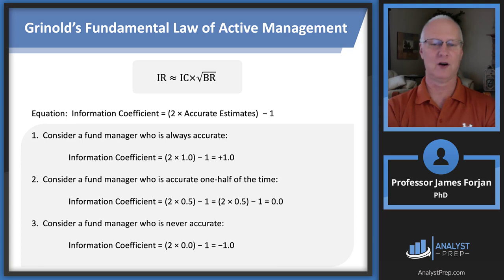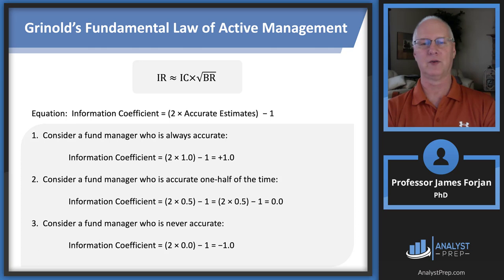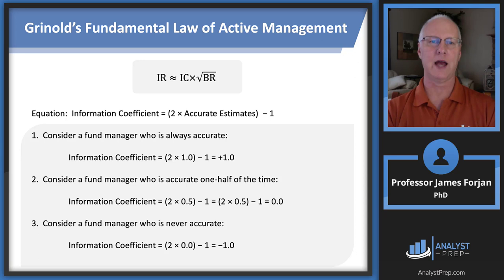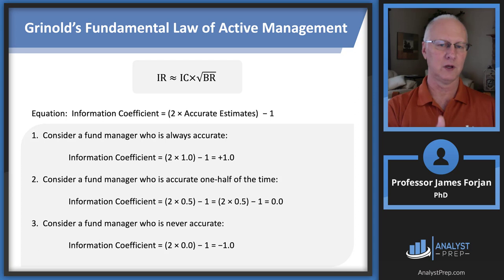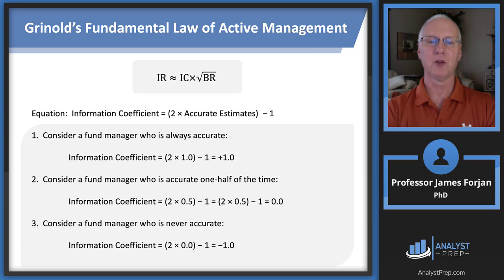What does this look like? I mean, this looks exactly like a correlation coefficient, which in fact it is. And then number 2, that is just a quick example of someone who is accurate 1/2 the time. There's a 0 correlation coefficient. So look at that equation at the top. The information ratio is really a correlation coefficient, but measuring how good is this man or woman, this wealth manager who's making all these estimates? Are they a plus 1? Are they a minus 1? Are they somewhere in between? And then we're going to adjust that by how many securities are out there available for this wealth manager to trade.